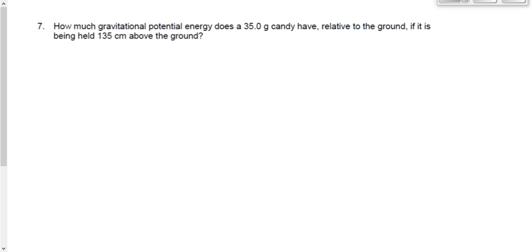This one says, how much gravitational potential energy does a 35-gram candy have? Circle grams because we want to convert that, relative to the ground if it's being held 135 centimeters above the ground. If I said how much gravitational potential energy does it have relative to the ground, if it's being held on a 1 meter high table, but 35 centimeters above the table, then we'd say the height would be 1.35 meters, right? The height above the table plus the height of the table itself. They're telling me in this question that the distance from the ground is 135 centimeters, and that's what I want to use. But if we have a distance above a table, then we have to use the distance above the ground, since they're asking me relative to the ground.